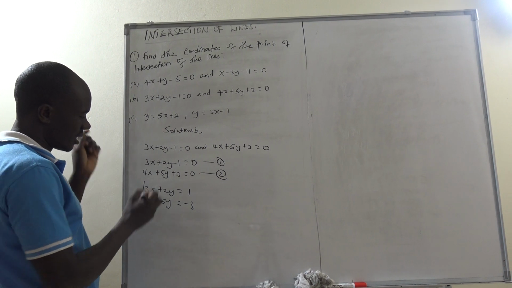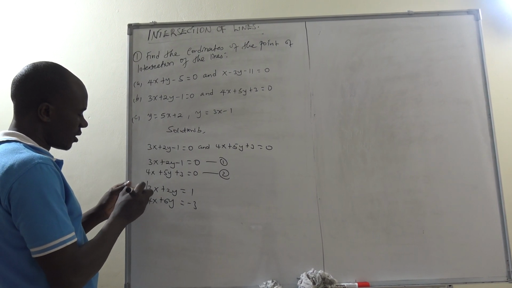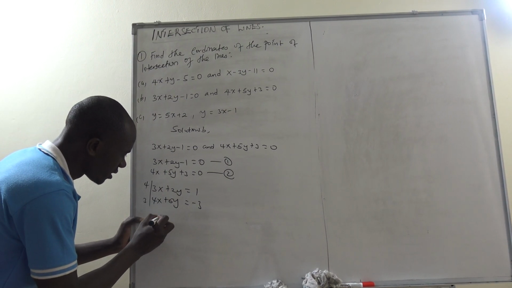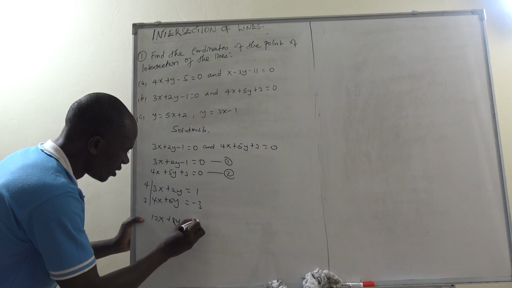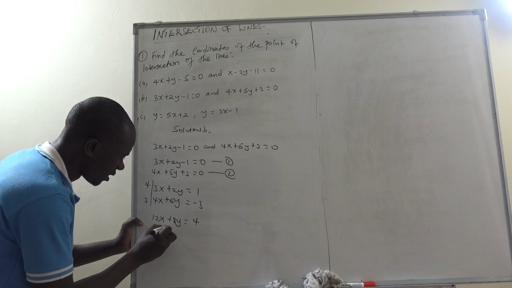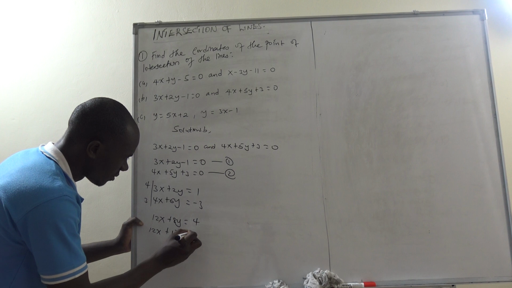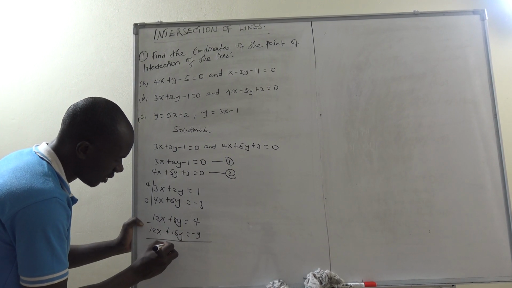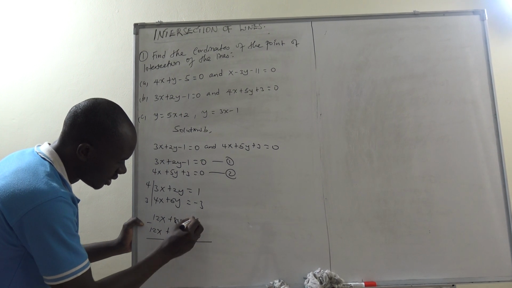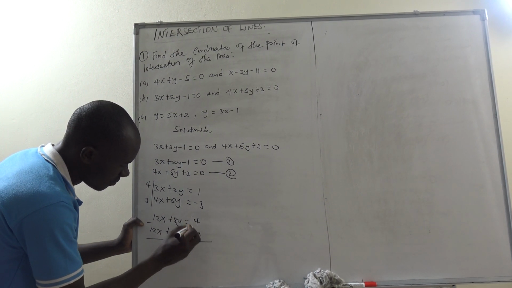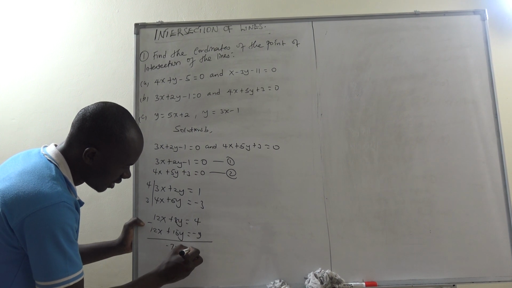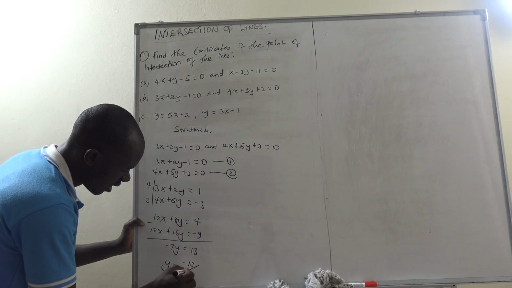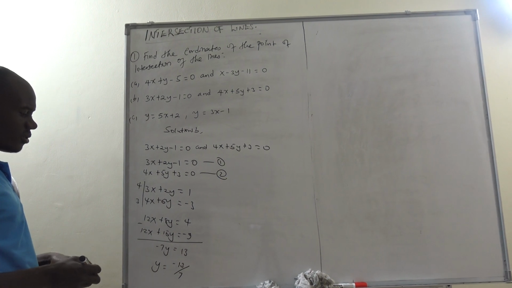I can eliminate x. I put a 4, then a 3 down. Multiply throughout. We are getting 12x plus 8y equals 4, and 12x plus 15y equals negative 9. So can we subtract? This minus this, we are getting negative 7y equals 4 minus negative 9, we are getting 13. So what is y alone? It is negative 13 out of 7. That is the value of y.